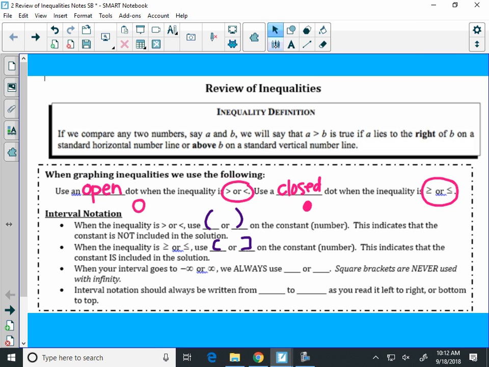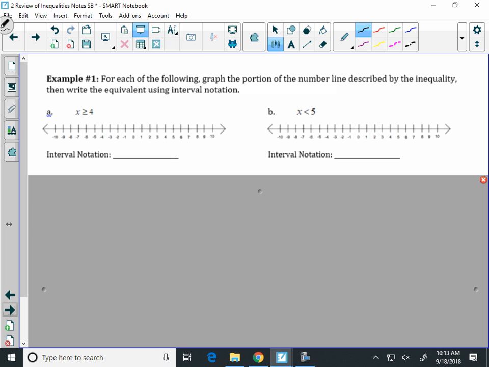Now, one thing to make sure of is when you use infinity or negative infinity, you are always going to use parentheses. Never ever use square brackets when you're talking about infinity on your intervals. Finally, interval notation is always written from, I'm going to write underneath here, the small number to the big number as you read from left to right or bottom to top. So let's jump in and talk about what is interval notation and what are the inequalities.